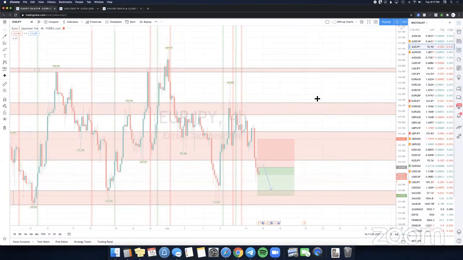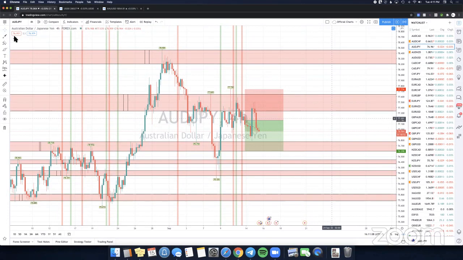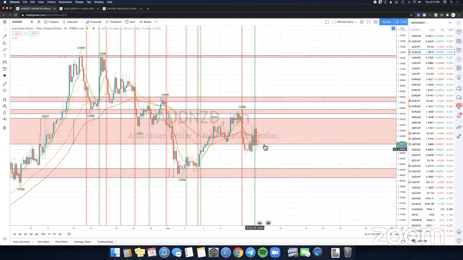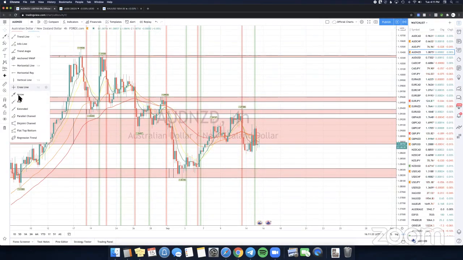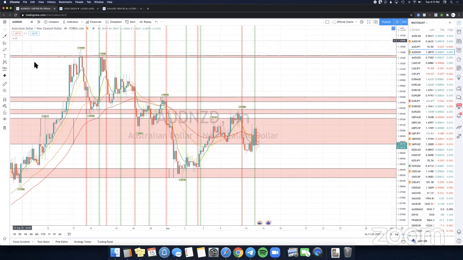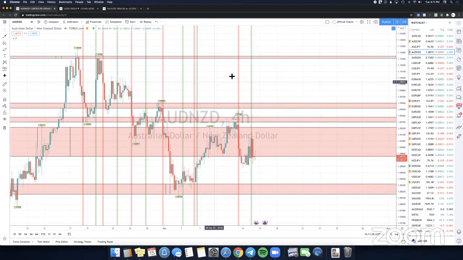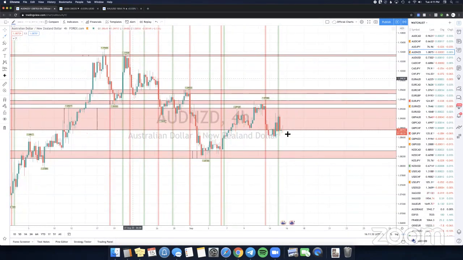AUD/NZD. Let's see what the overall trend is for AUD/NZD over here. It's in an overall trend downwards because price is below the pivots. The pivots are angling down and they're kind of spreading out right there. So it looks like it could be charging out for a drop, but we'll see how that goes. AUD/NZD is a little bit of a weird pair because they're both similar currencies. So let's see.